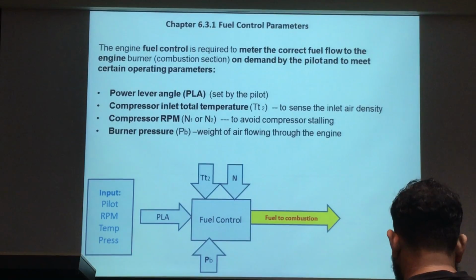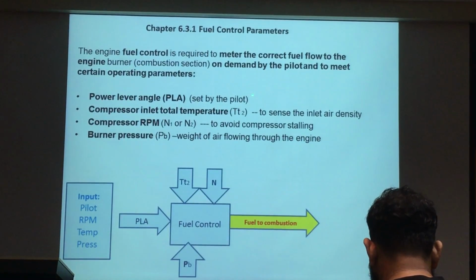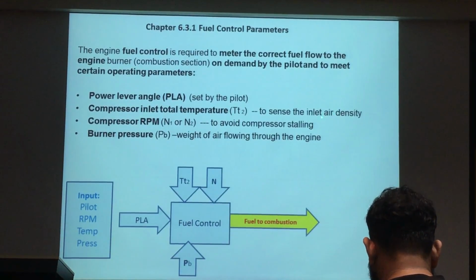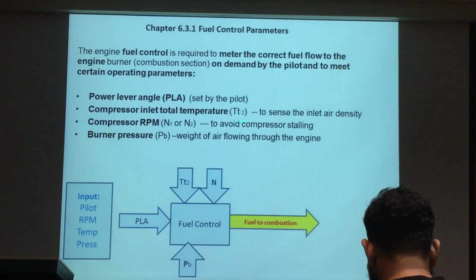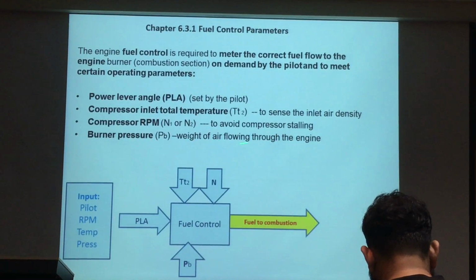Power level angle is a pilot command. Please explain power level angle: the lever angle is the pilot command, how much thrust. The TT2 is to measure air density, to avoid compression stall. Burner pressure, weight of air.